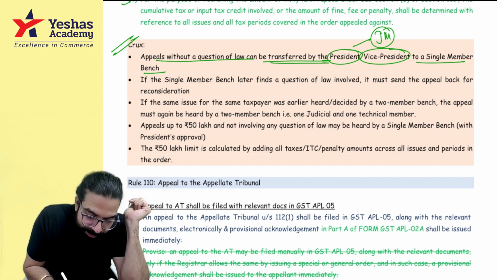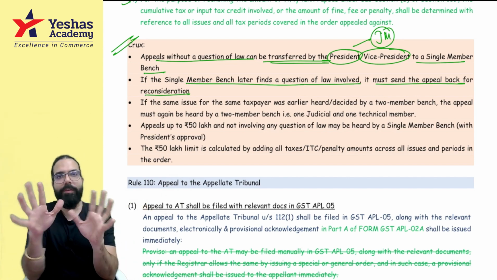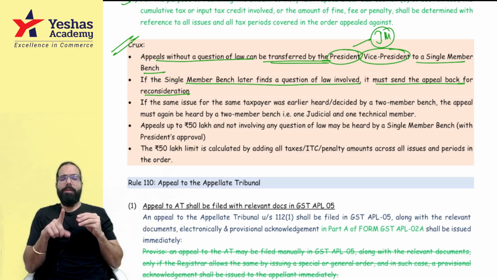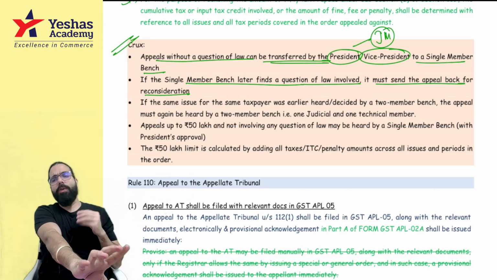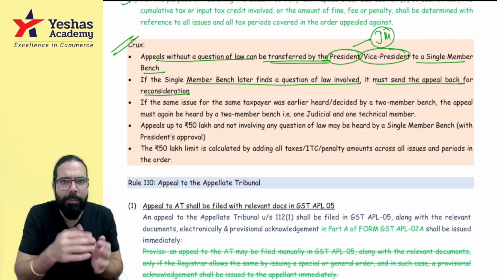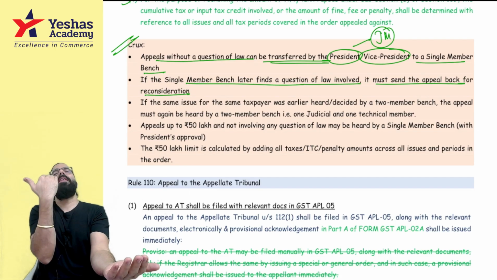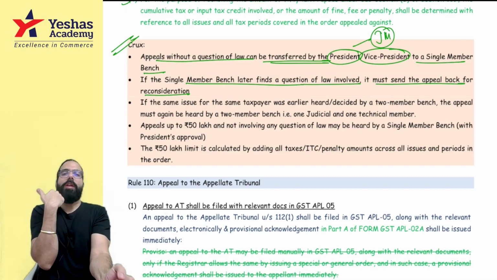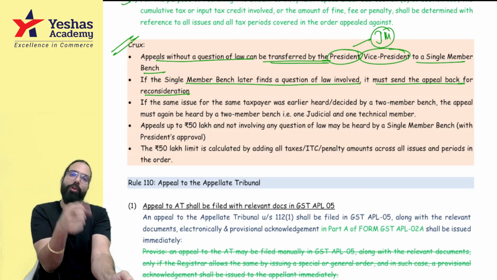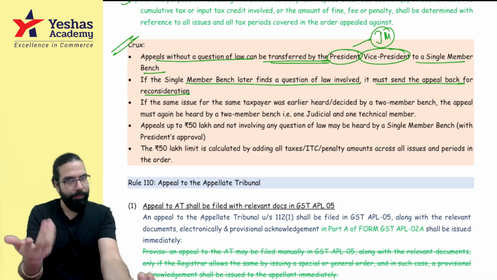If the single bench later finds a question of law is involved, it may send the case back. The president told you to go to the single bench, and they will hear your case because a question of law is not there. The single bench tells you, hey, a question of law is there, go back. Again, the single bench can send the case back to the president for reconsideration. Sir, a question of law is there, why did you send the case to a single bench? He can send it back to the president.